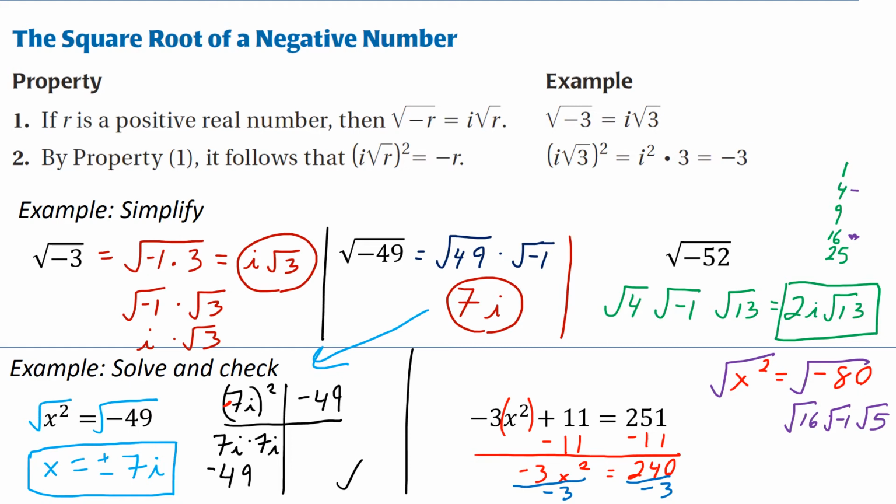So what's my final answer? x equals 4i radical 5, and don't forget the plus or minus. Take a moment now to check that answer into the equation and verify that it works. Also gives you a good chance to practice your properties with i.